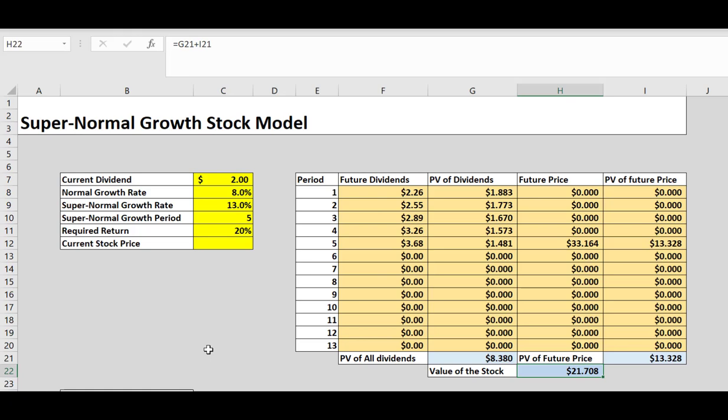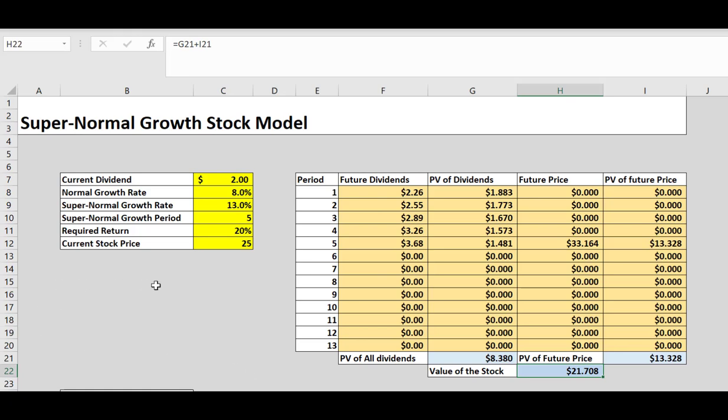So this is a simple model. Of course, we could plug in here if we thought the current price was $25. Would you pay $25 to get something worth $21? And of course, I'm sure you recognize that you would not, right? This is not a good example for this company.